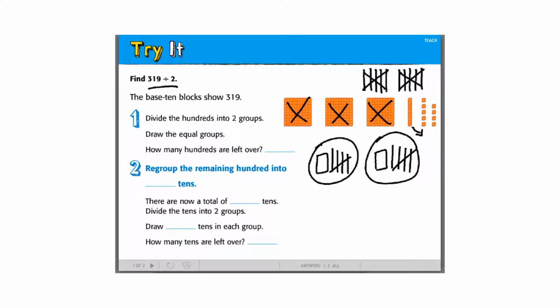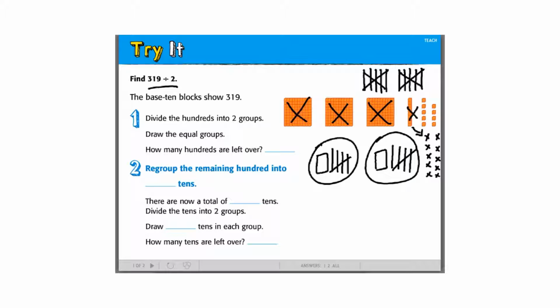So if you have an extra piece, you have to break it up and make it whatever the place value is that's one lower than that. Because I had an extra 100 block, I broke it up and made tens. And because I have an extra 10 now, I'm going to break it up and make it ones. So now I've used that 10 because it turned into that.